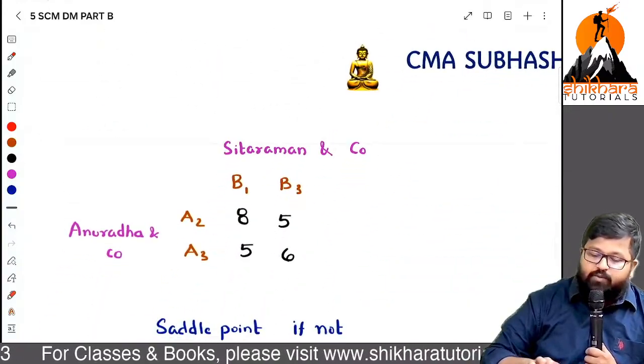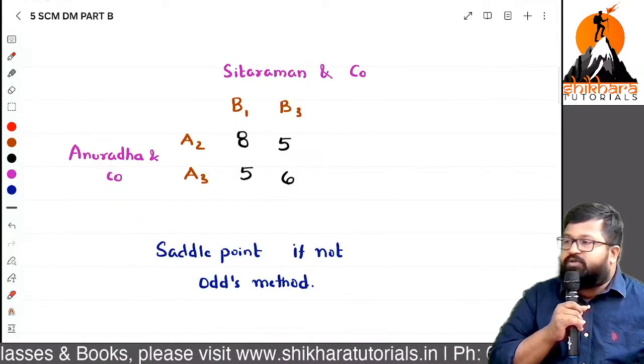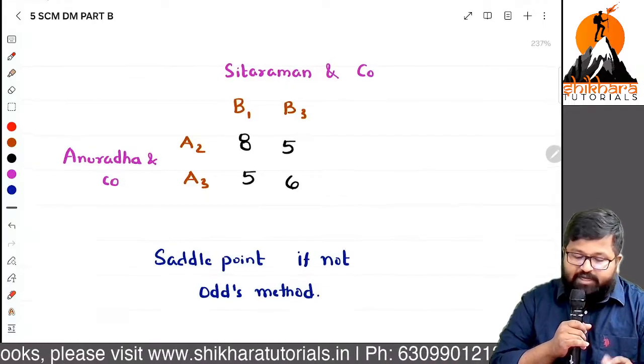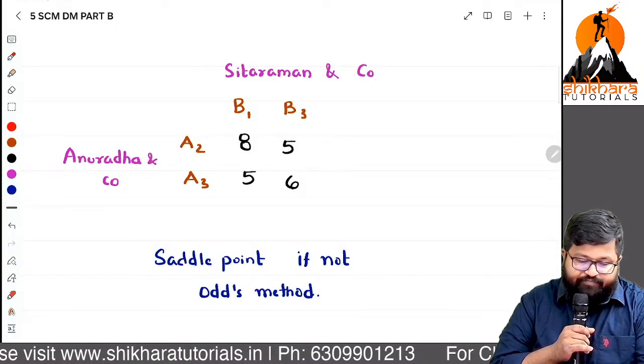Once this part is done, what is the matrix, sir? 2 by 2. Once it is a 2 by 2 matrix, what is the process, sir? First, which point? Saddle point. Sir, can you tell me the points? What is the process, sir?